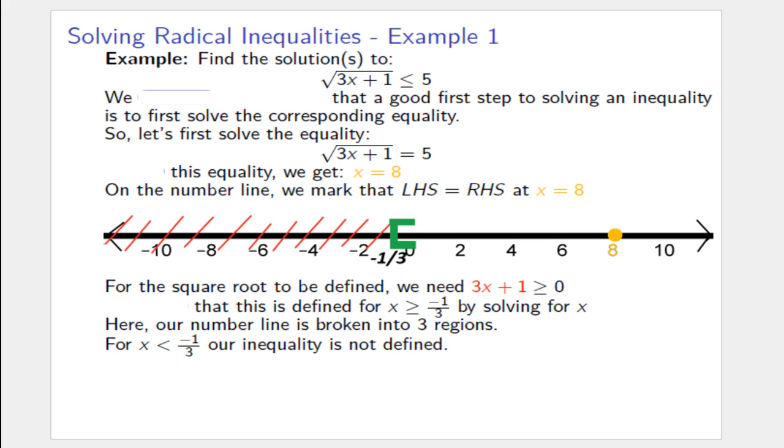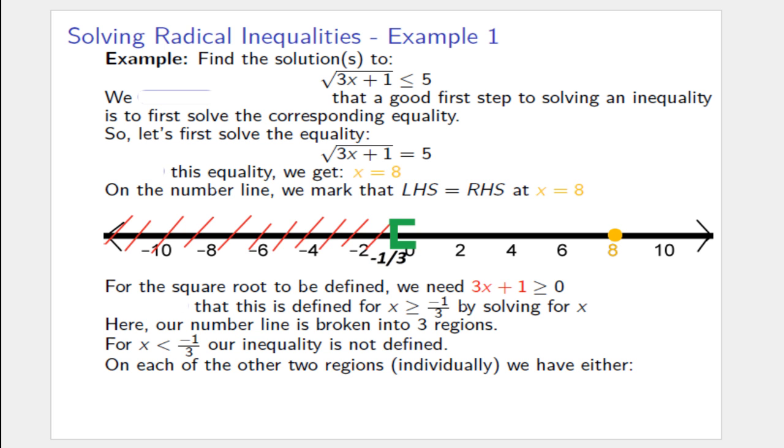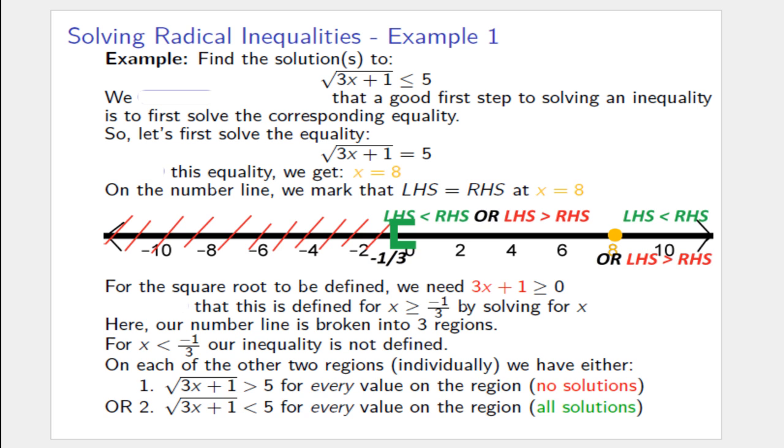So here, our number line is broken into 3 regions. For everything less than negative 1/3, our inequality is not even defined. And on each of our other 2 regions, either the square root of 3x plus 1 is bigger than 5 for every value on the region, or it is less than 5 for every value on the region. Now we need to check each region to see which are solutions.